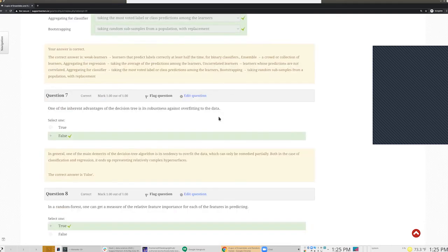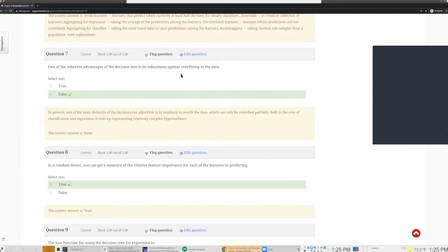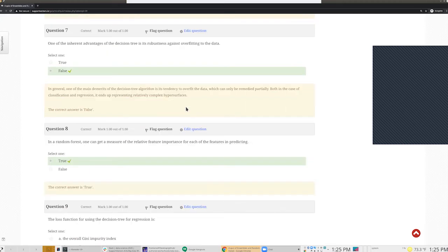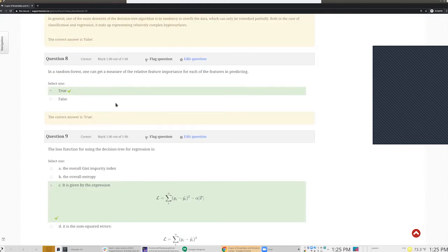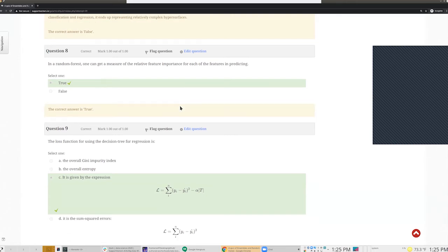One of the inherent advantages of a decision tree is its robustness against overfitting to the data. Actually quite false. That is one of its weaknesses. It overfits to the data. In a random forest, one can get a measure of the relative importance of features. Yes, true. You can average over either the Gini index gain or the entropy gain from the splits along each of the axes, and you can therefore tell which is more important than the other.